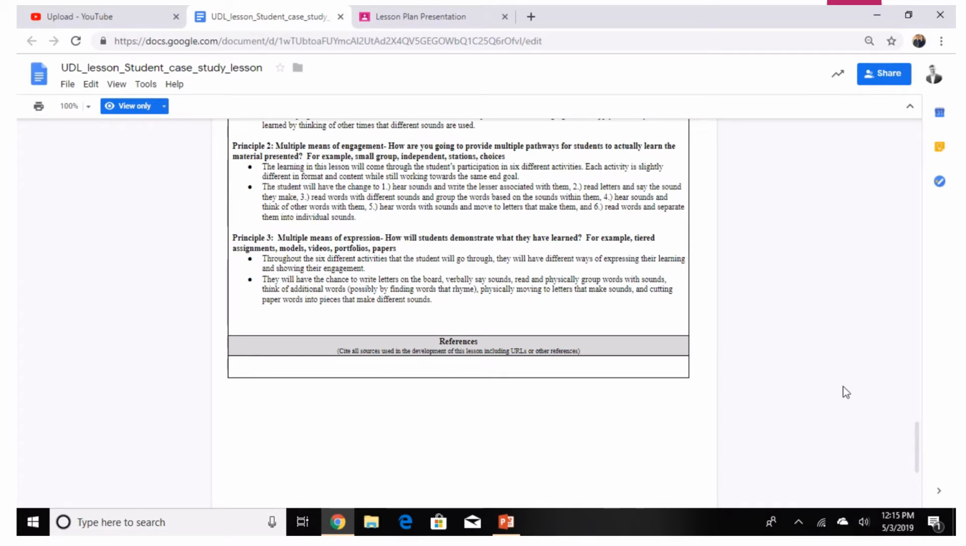So that's all I have for the lesson, and the main thing is that I've planned a lot of different activities aimed at the same goal, and it's meant to address those deficits that he has with his phonics.